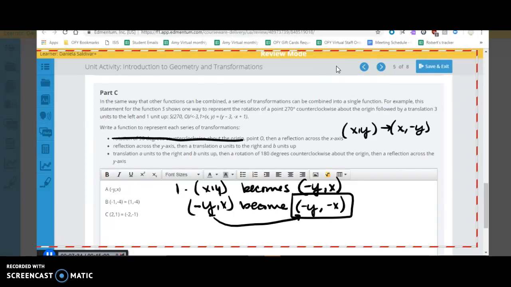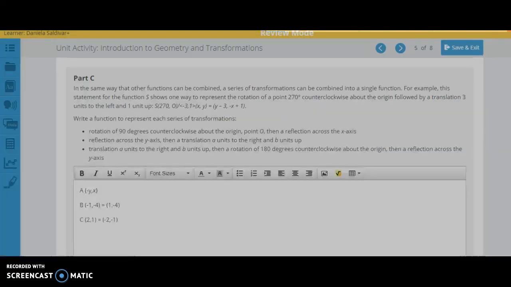So, but you're going to write it out like this. You're going to show each one at a time. So that's what you're going to do here and here. You're going to say first this happens and then this happens, okay? Hopefully this helps out with this activity.